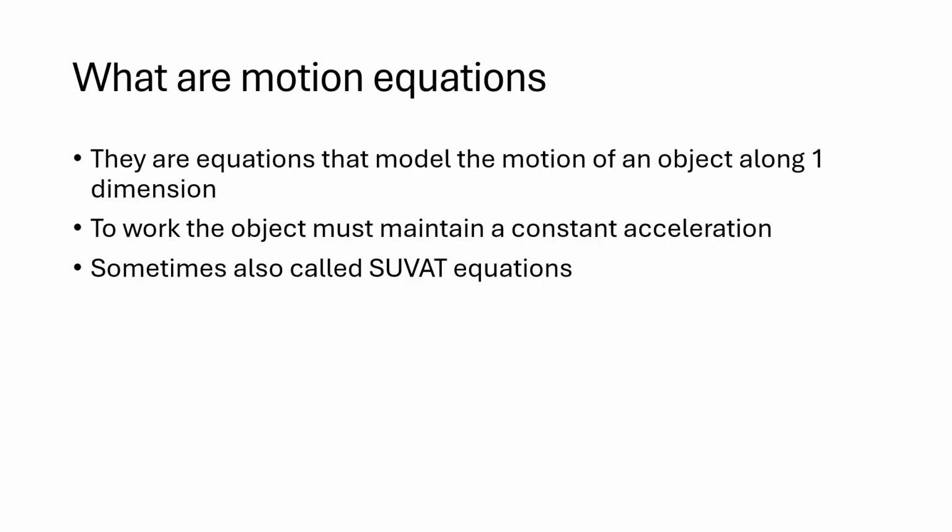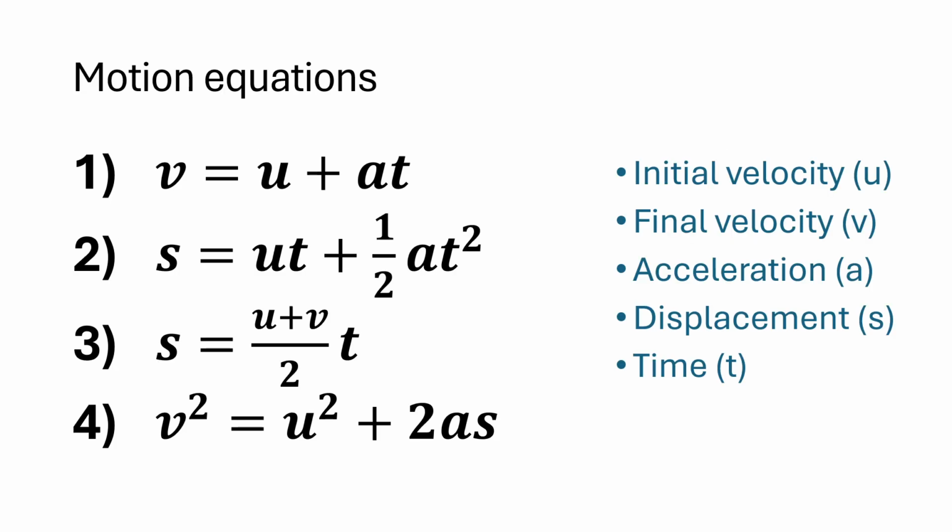And one thing I'd like to quickly point out too is that motion equations are also sometimes called SUVAT equations. So SUVAT is a mnemonic that people use to remember the variables in the equations. S for displacement, U for initial velocity, V for final velocity, A for acceleration, and T for time. Whether you call them SUVAT equations or motion equations, it doesn't matter. We're referring to the same thing, a set of 4 equations with 5 variables, which are these.